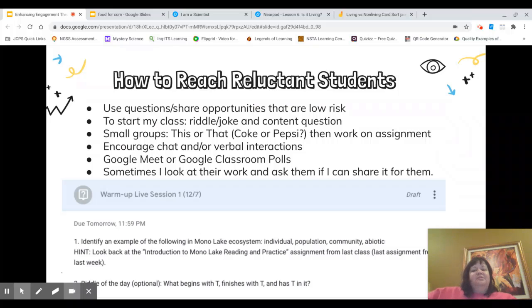And when I put them into small groups or their breakout rooms, sometimes I'll do the same thing. I'll do a this or that. I tell them, when you get in your breakout room, before you start your assignment, I want you to choose Coke or Pepsi. So they have to talk about whether they like Coke or Pepsi and why. And then they start working on their assignment. So it's just a little icebreaker. I encourage chat and or verbal interactions.